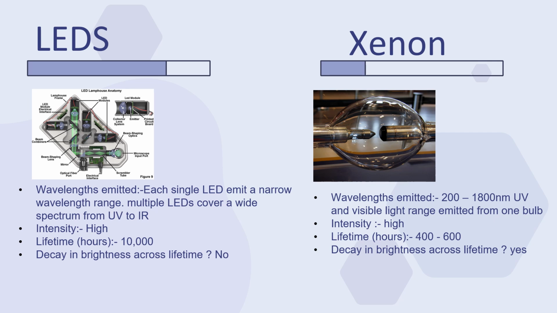For xenon lamps, the wavelength emitted is 200 to 1800 nanometers, covering the UV and visible light range from one bulb. High intensity. Lifetime is 400 to 600 hours. Decay in brightness across lifetime: yes, it decays in brightness across its lifetime.